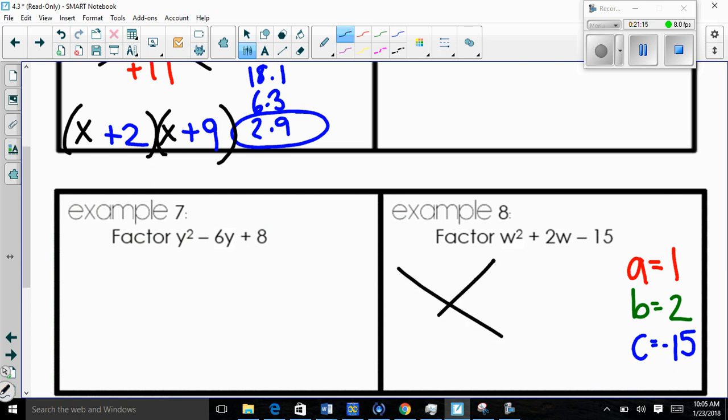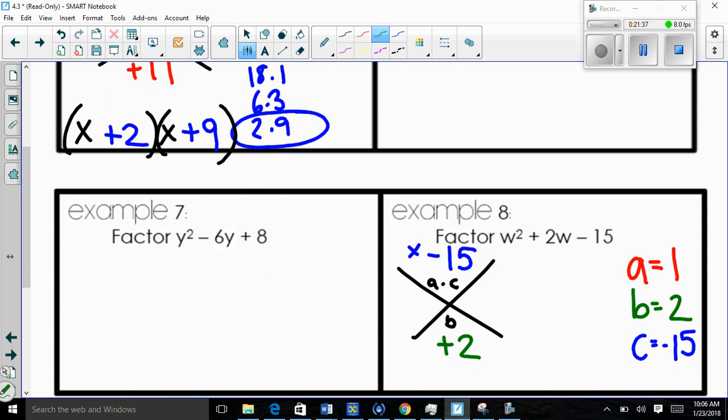And so I make my X and I make my A times C. Little X right there. And so what am I going to be multiplying to? What is 1 times negative 15? Negative 15, right? So I'm multiplying to negative 15, and adding to what?